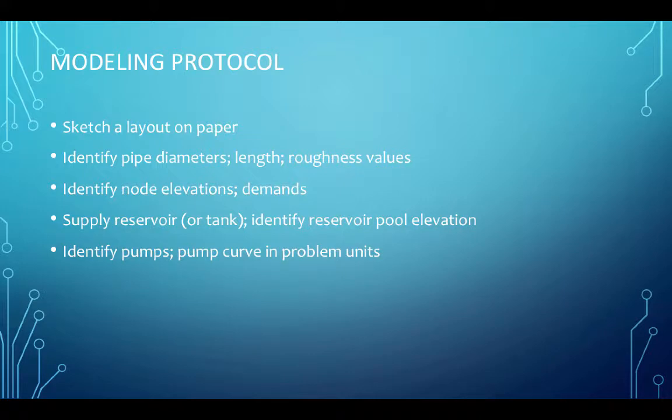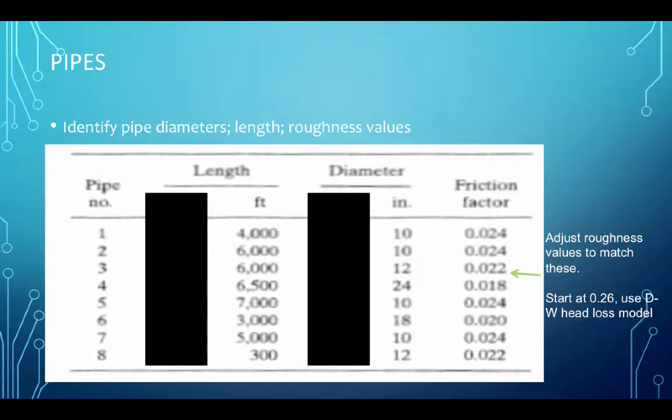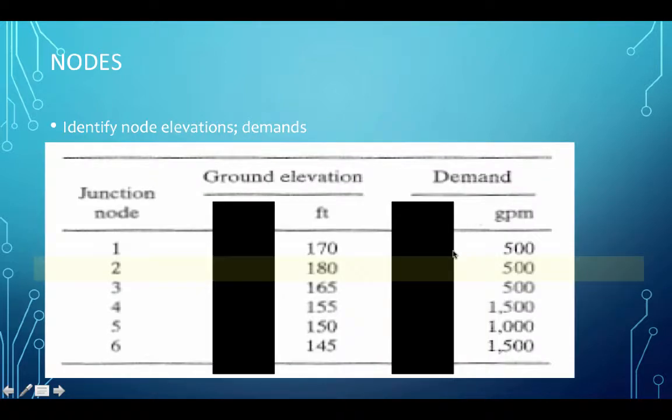So we're going to sketch the layout on paper, identify pipe diameters, length, roughness values, identify node elevations and demands, supply reservoir or tank, identify the reservoir pool elevation, identify pumps and pump curves and the problem units. So here's the layout. These are the various pipe diameters, and what we don't have are the roughness values. This is from an older methodology, so friction factors were supplied. We'll instead have to make a guess at roughness values and adjust them to try to attempt to match these friction factors. We won't be able to do it exactly.